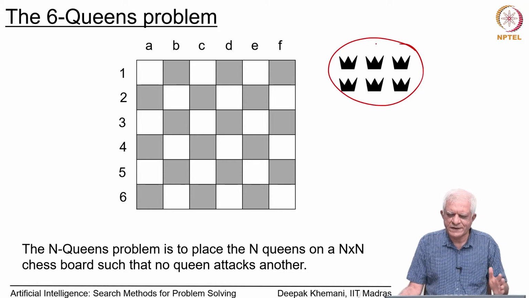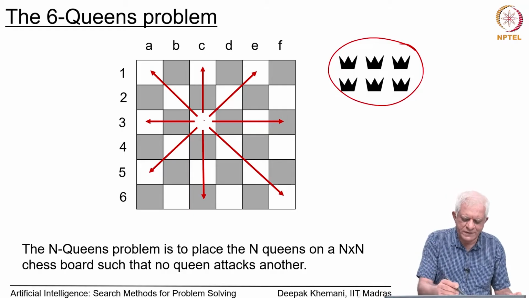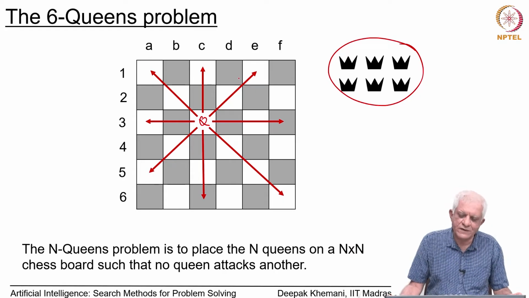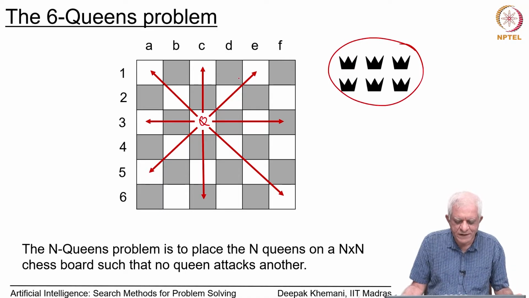As you know, queens attack in a particular direction, as we will show here. If you had a queen sitting here, then no other queen can sit on any of these red lines that we have drawn, because queens attack in vertical, horizontal and diagonal directions. So, you can't place a queen in any other place, and now you have to place all these 6 queens.